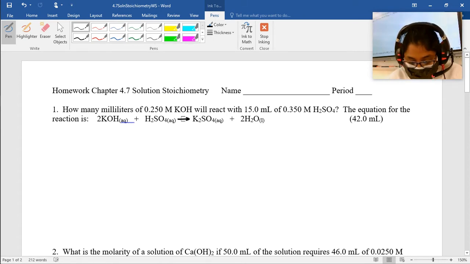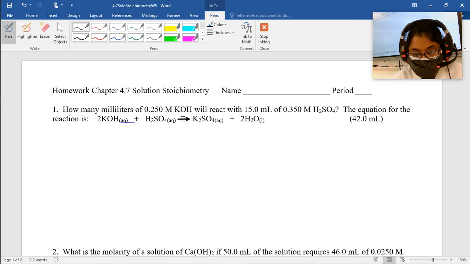Okay. So whenever you have been given two molarities and one volume, and they're asking for the second volume of a different compound, you should be using the molarity and the volume of one of the components to get to the moles of that component, and then from moles of that component to get to the moles of the second component, and then the volume of that component. So that's your plan, okay?